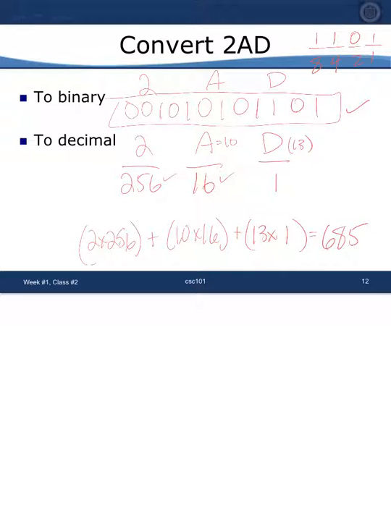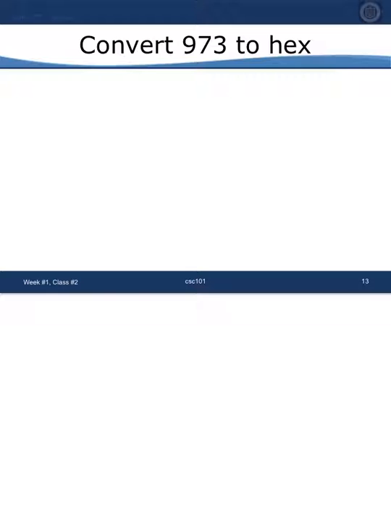Okay, so one more. How about we do maybe the trickiest conversion, which is to take our number 973 and convert that to hex. Now again, one option is to convert it to binary, which you already know how to do, and then convert from binary to hex, which probably isn't that painful. But if we want to try to go directly from our world to hex, we could do that.